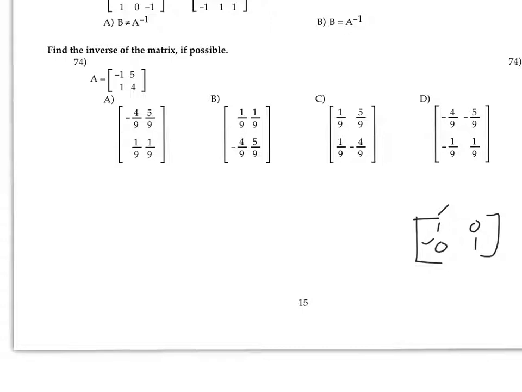For number 74, we're trying to find the inverse of the matrix. We know that we flip our A and D terms. So that becomes 4, negative 1. And we make our B and C terms negative. So B, negative 5 and negative 1. We then multiply by 1 over the determinant. The determinant in this case is going to be negative 4 minus 5, which is 9. And that's our actual answer, which happens to be, if I look carefully, A.